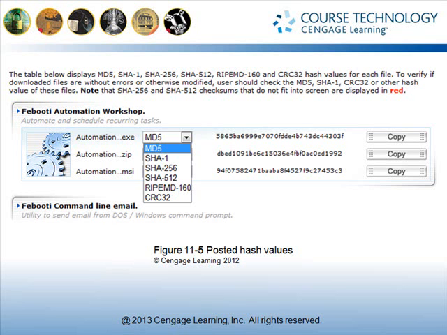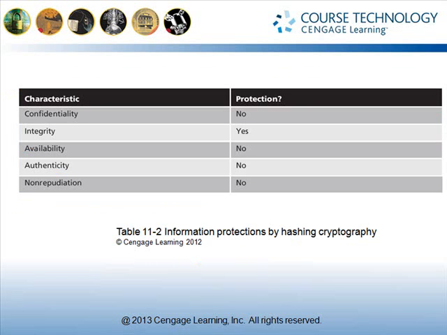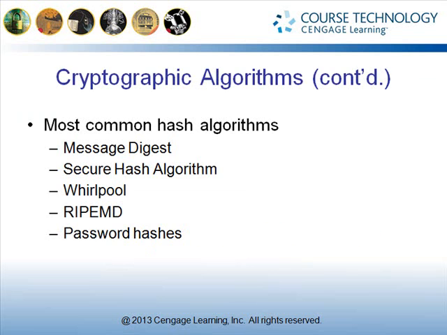Now, there are several common hash algorithms, and we'll look at several of these. Oh, let's also mention that these are the protections that are afforded by hashing cryptography. Confidentiality, no. Availability, authenticity, and non-repudiation, no. Hashing really just focuses on the integrity. These are the cryptographic hash algorithms that we'll look at.